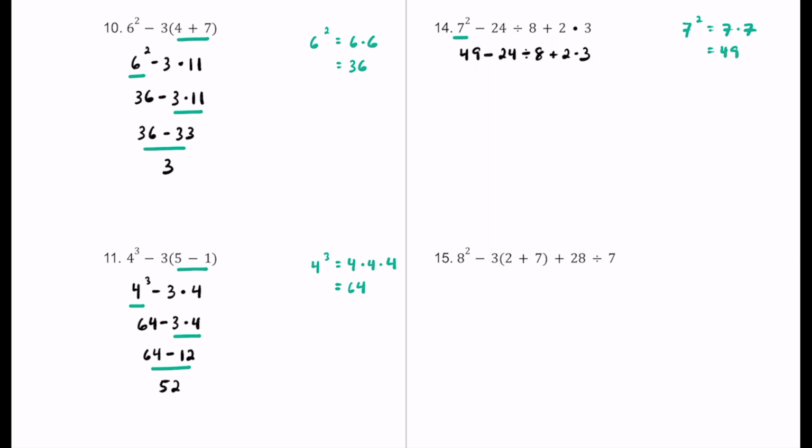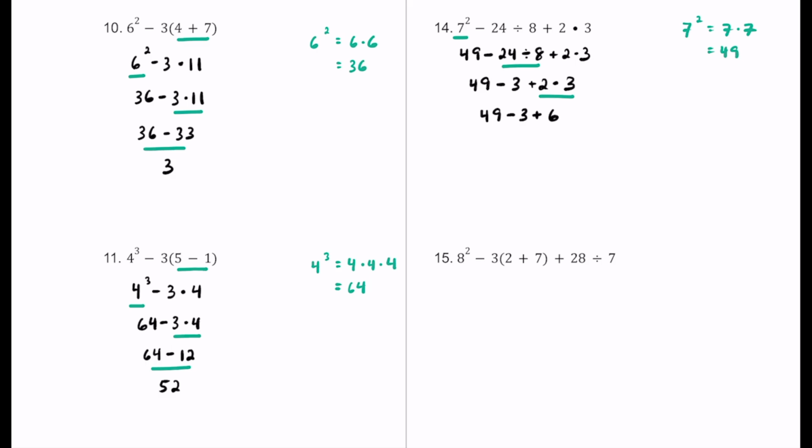Between subtraction, division, addition, and multiplication, division and multiplication are tied, but the division is more to the left. So 24 divided by 8 is 3, so we have 49 minus 3 plus 2 times 3. All right, between subtraction, addition, and multiplication, multiplication is the next most important. So we have 49 minus 3, and then plus this 2 times 3, which is going to equal 6.